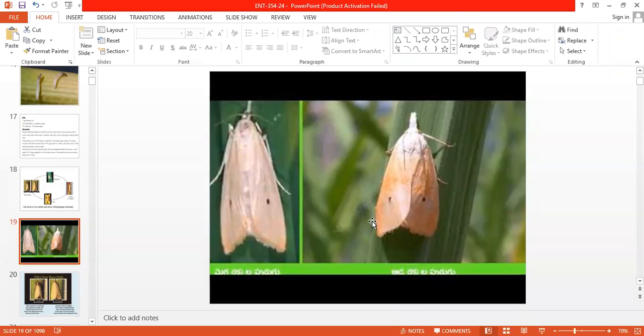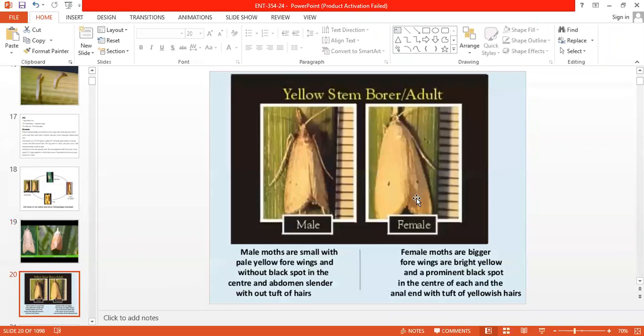And yellow because the color of the adult moth is bright yellowish, and the forewings are bright yellowish brown in color. To distinguish male and female: the female has two black spots on the forewings, and the male yellow stem borer is without these black spots on the forewings. So this is the major identification of male and female of the yellow stem borer.